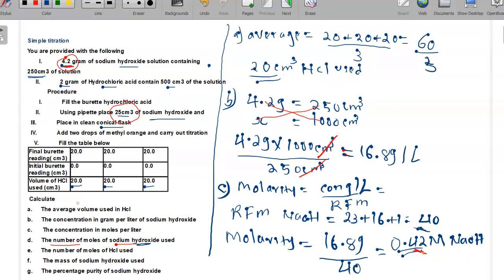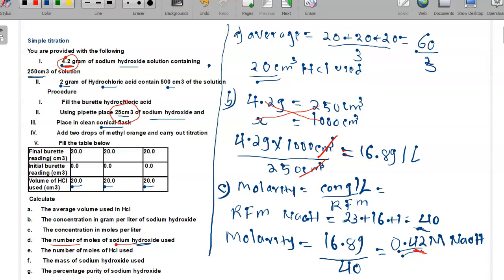Then part B is asking the concentration in gram per liter of the sodium hydroxide. You have the mass 4.2 over the total volume, over 1000. You cross multiply, then you get 16.8 gram. Then part C is asking molarity. For you to calculate the molarity, which is also the concentration in moles per liter, molarity is equal to concentration gram per liter over RFM. Concentration gram per liter you have obtained in part B, which is 16.8 gram.